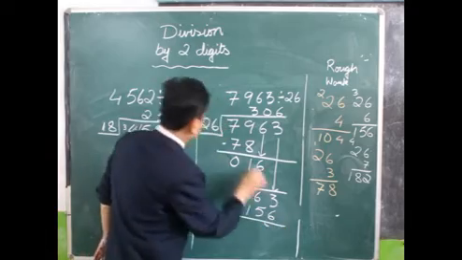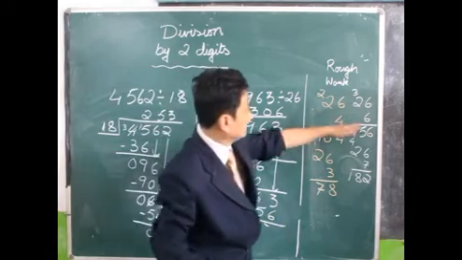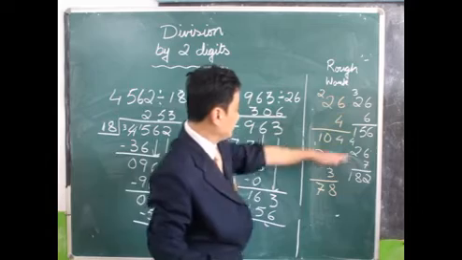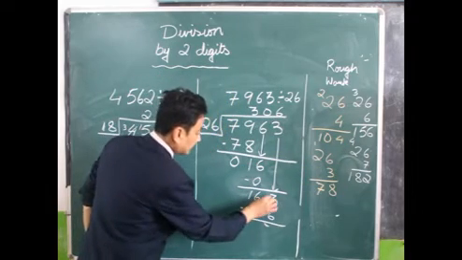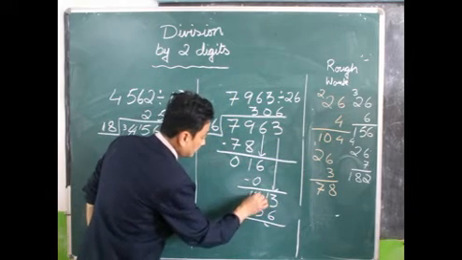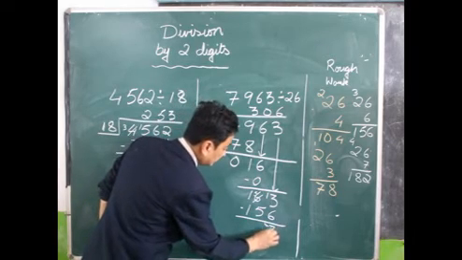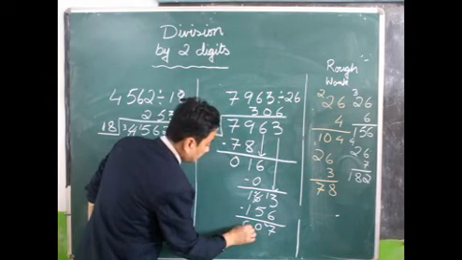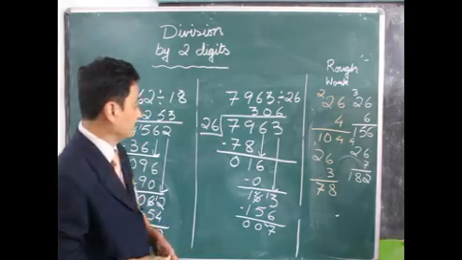6 6s are 36, 6 2s are 12, plus 3, 15. So we need to borrow here. 13 minus 6, 7, 0, 0. Okay, so we got the remainder.